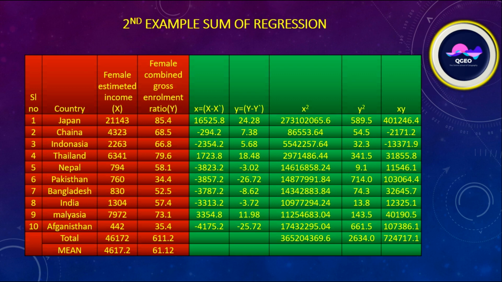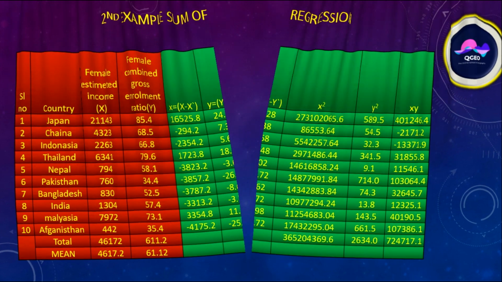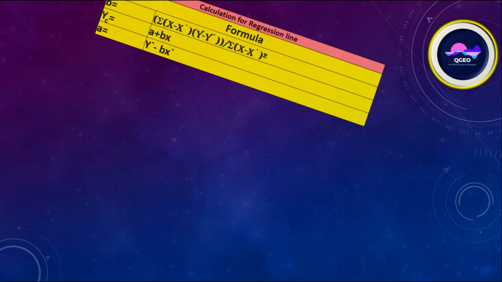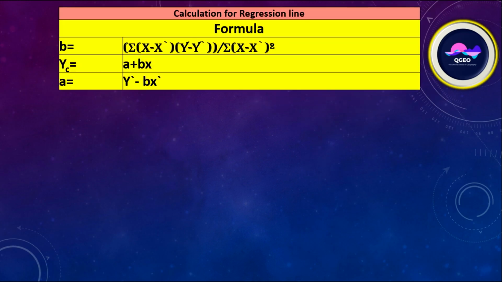Then in this red portion, the data will be provided to you, and you have to total it, and you should identify the mean of this. And then in this way, x minus x bar, y minus y bar, where y bar is equal to the mean. Here x square, y square and xy we had already discussed in our earlier videos. And then in this way we can calculate the regression line formula.